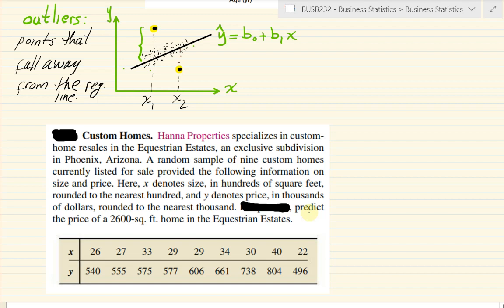And we want to predict from this data the price of a 2,600 square feet home in that state. You can kind of see the raw data here. So for example, let's look at the one in the middle here, 34. X is the size in hundreds of square feet, so 34 means 3,400 square feet. A 3,400 square feet home in that state sells for $661,000. Okay, so that's what that is.